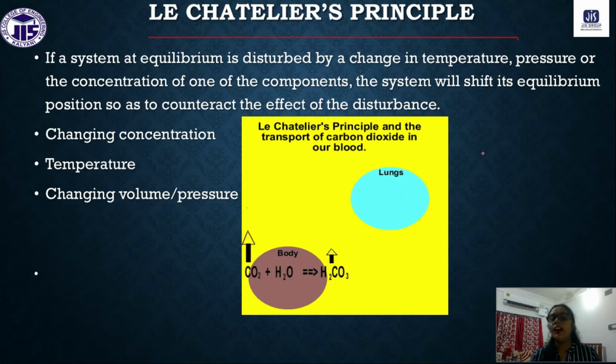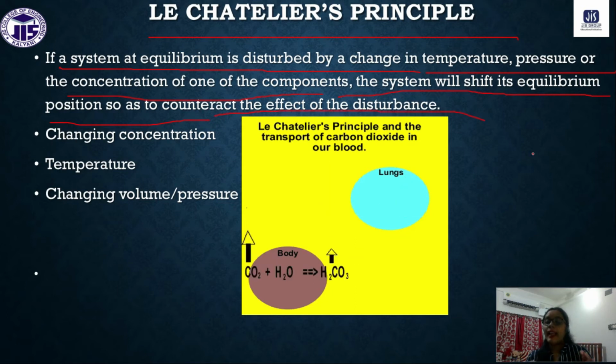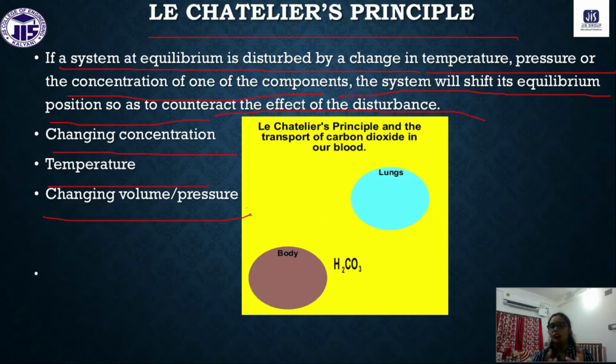So this is called the Le Chatelier principle. If a system at equilibrium is disturbed by a change in temperature, pressure, or the concentration of one of the components, the system will shift its equilibrium position so as to counteract the effect of the disturbance. Whatever changes we have made will be minimized. So the reaction medium will change in such a way that the change is minimized, whether it is a change of concentration, temperature, volume or pressure.